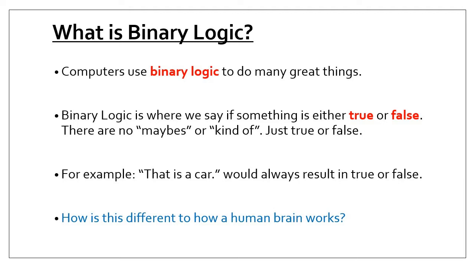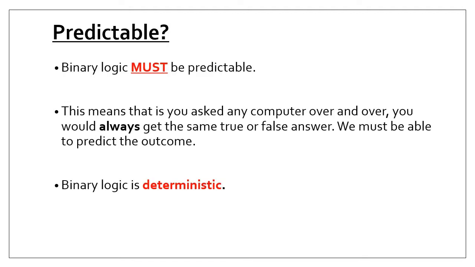So, like example, this is a car. It's either true or it's false. It's either a car or it's not. So, is it predictable? Binary logic must be predictable. Now, this means that if we ask something over and over again of a computer, you'll always get the same answer, whether it's true or false. It's a part of the challenge of programming is understanding or being able to predict the outcome that we want.